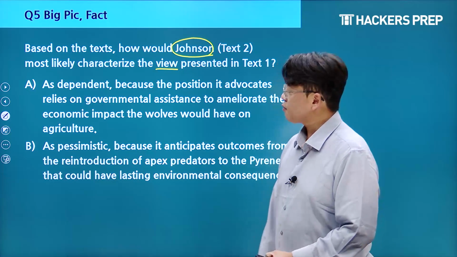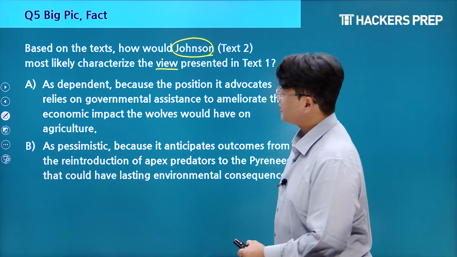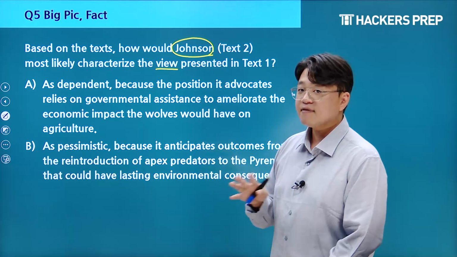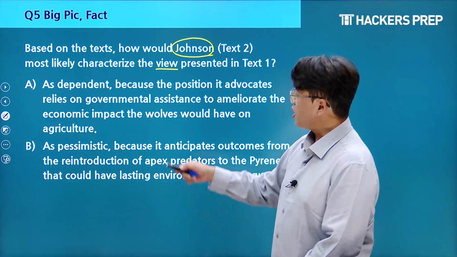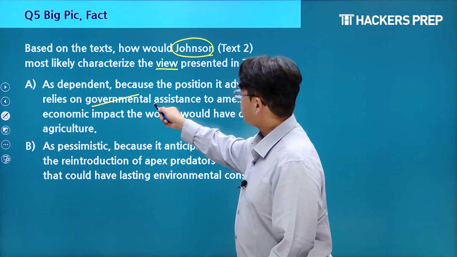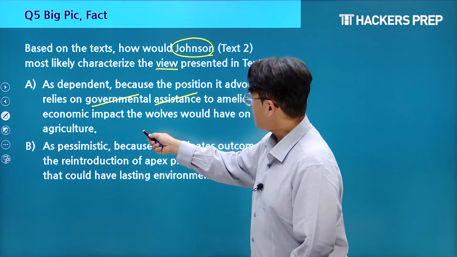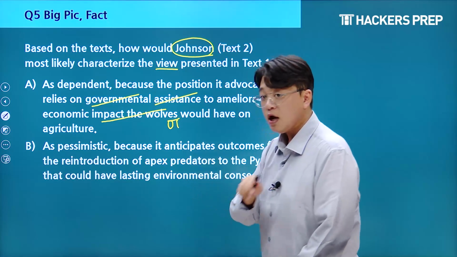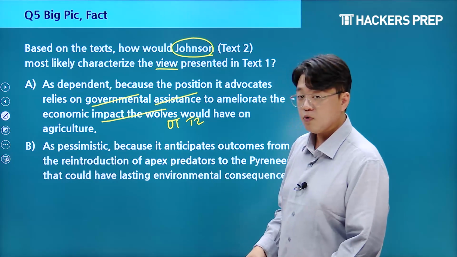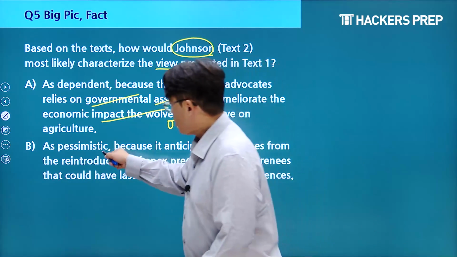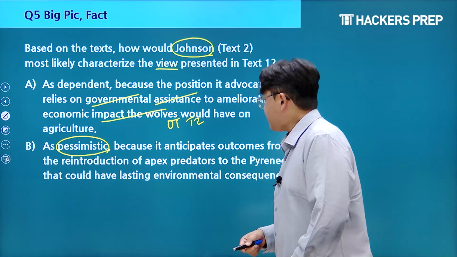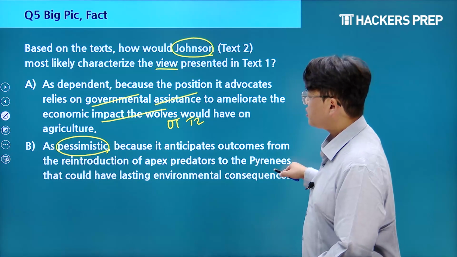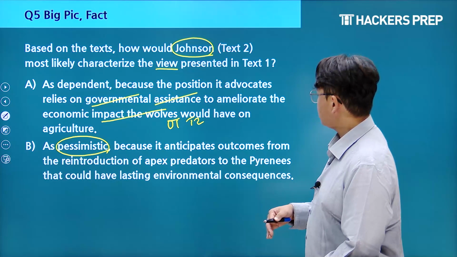The impact of wolves on agriculture and the governmental assistance, remember, are mentioned in text 1. So although you may sense a negative tone in this answer choice, it should be avoided because whatever is written in this answer choice comes from text 1. The impact of wolves and governmental assistance would all be off-topic elements when we consider text 2. What about B, as pessimistic? That carries the right tone because it foresees outcomes from the reintroduction of apex predators to the Pyrenees that could have lasting environmental consequences.